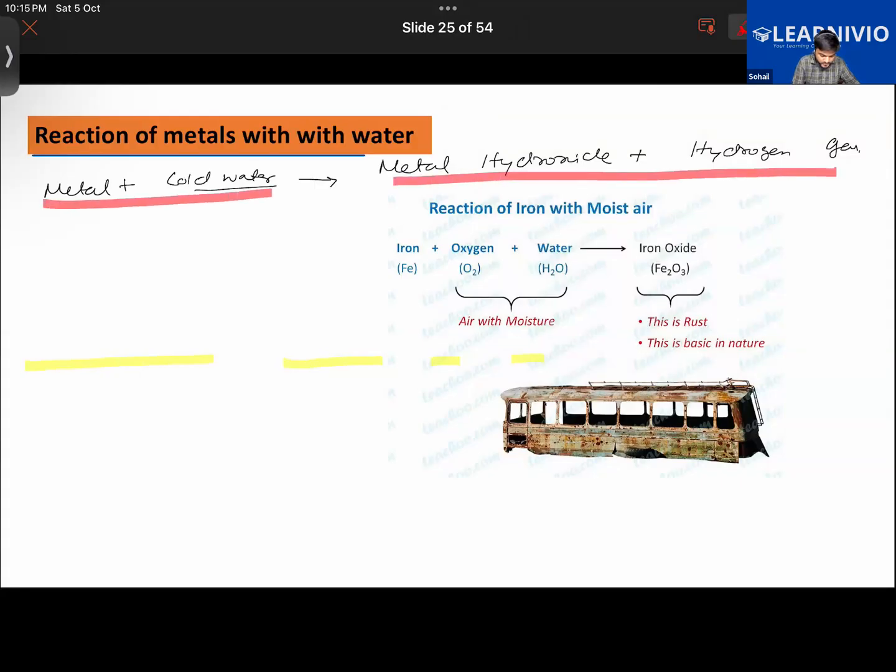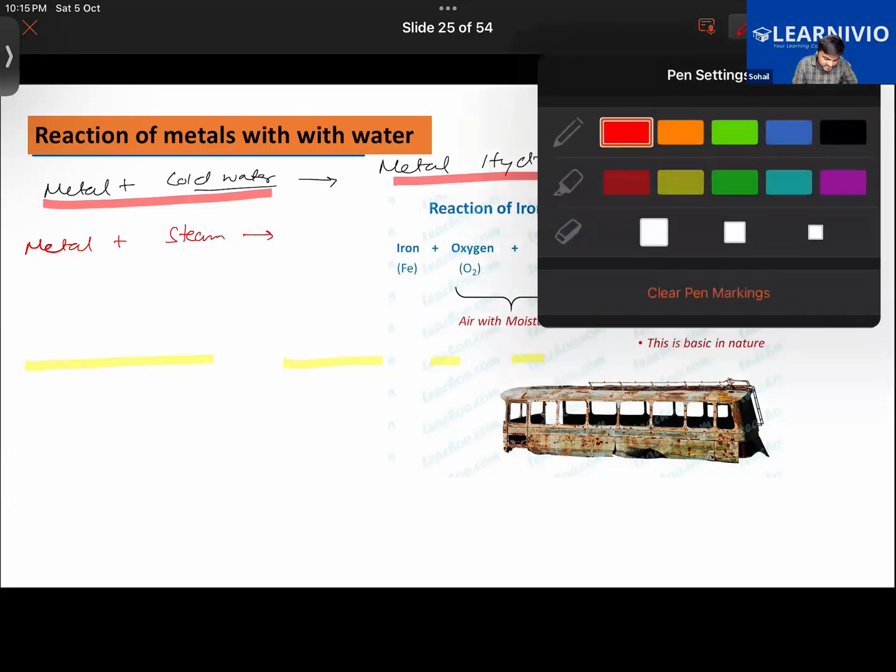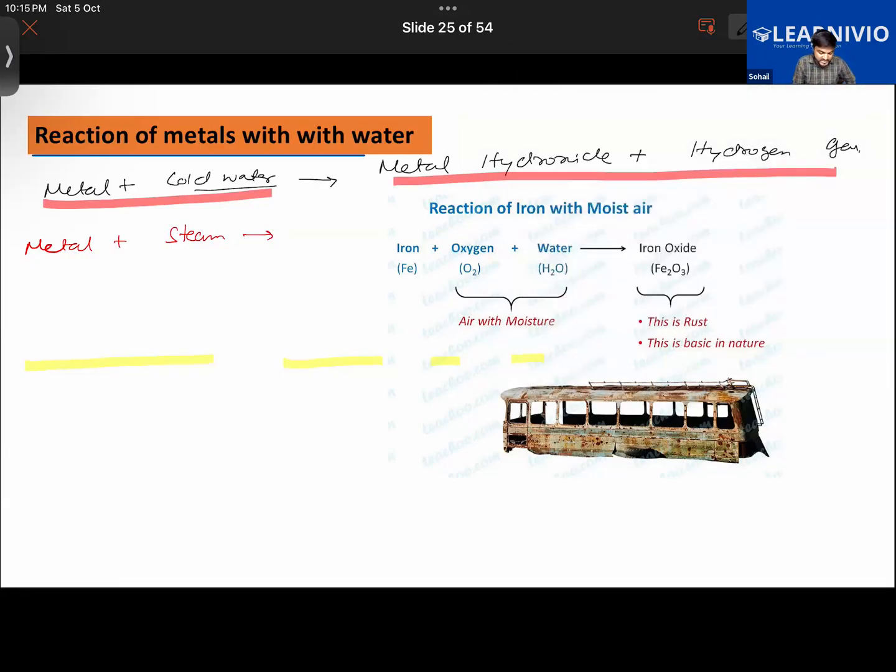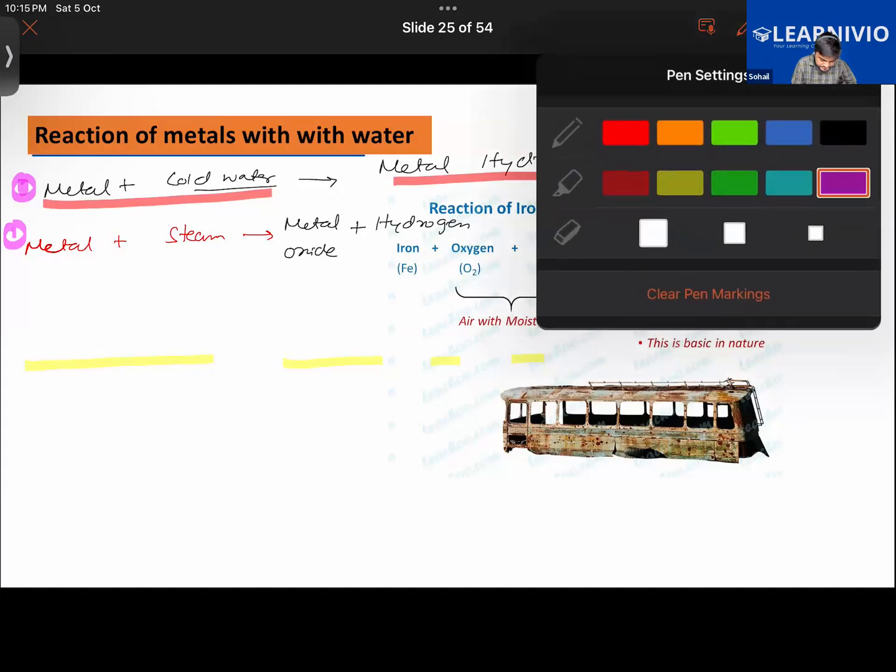Okay. But not all the metals would react with the cold water, because the reactivity of different metals is different. Some of the metal will react with cold water, but some of the metal will react with hot water, basically steam. When some metals react with the steam, in that case, instead of metal hydroxide, metal oxide is given. Metal oxide plus hydrogen gas. Are you able to distinguish between these two? What is happening here?